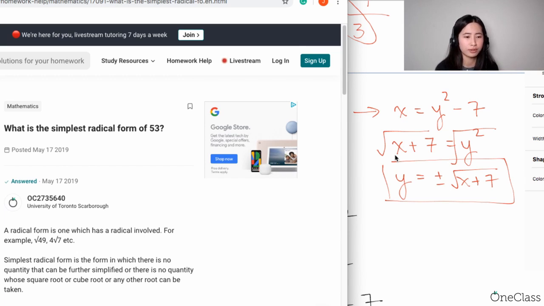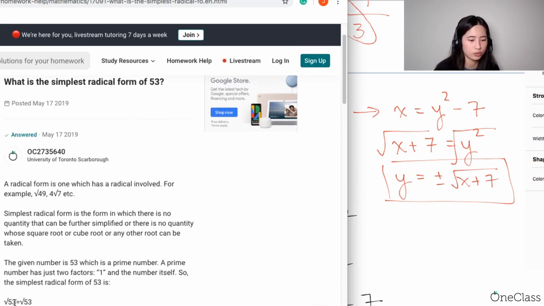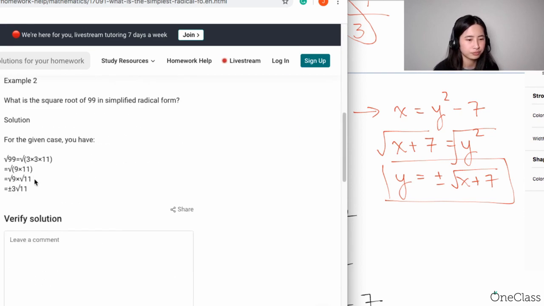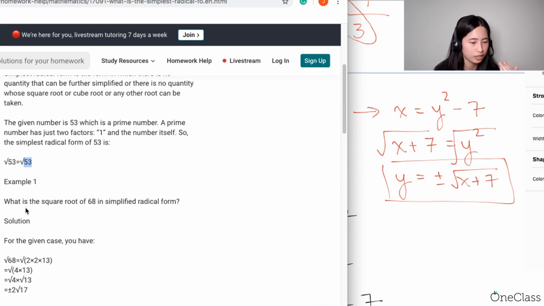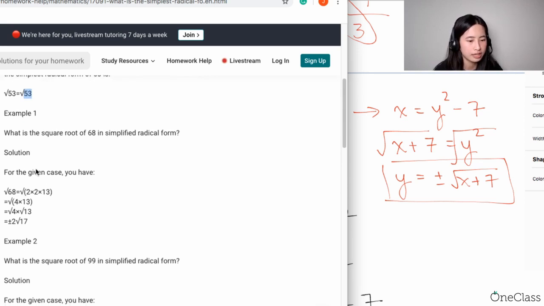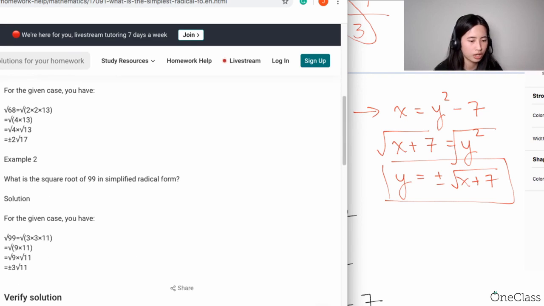So when you simplify this, it's still going to be the square root of 53, right? If that's what they're referring to. So I believe, yeah, they're saying it's square root of 53, so this is right. And then they're giving you a couple more examples, which is not really relevant.